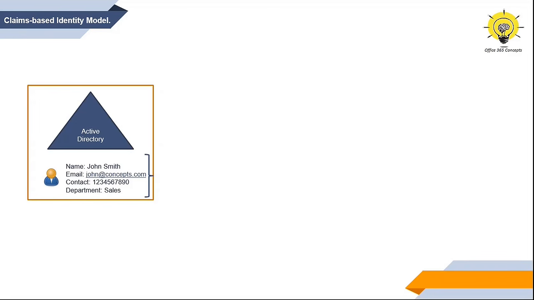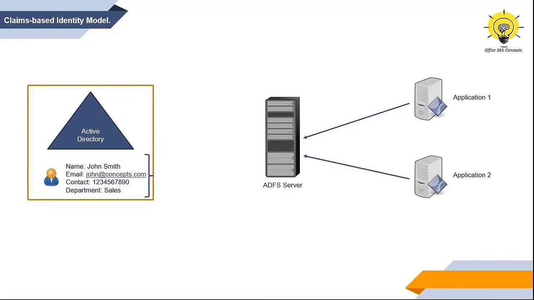In ADFS, when a user will try to access certain applications, those applications will contact ADFS server. Then ADFS server will contact Active Directory to get the user authenticated. And once the user is authenticated, ADFS will send a token to the applications. But ADFS has the ability to customize the token as per the application's requirement.